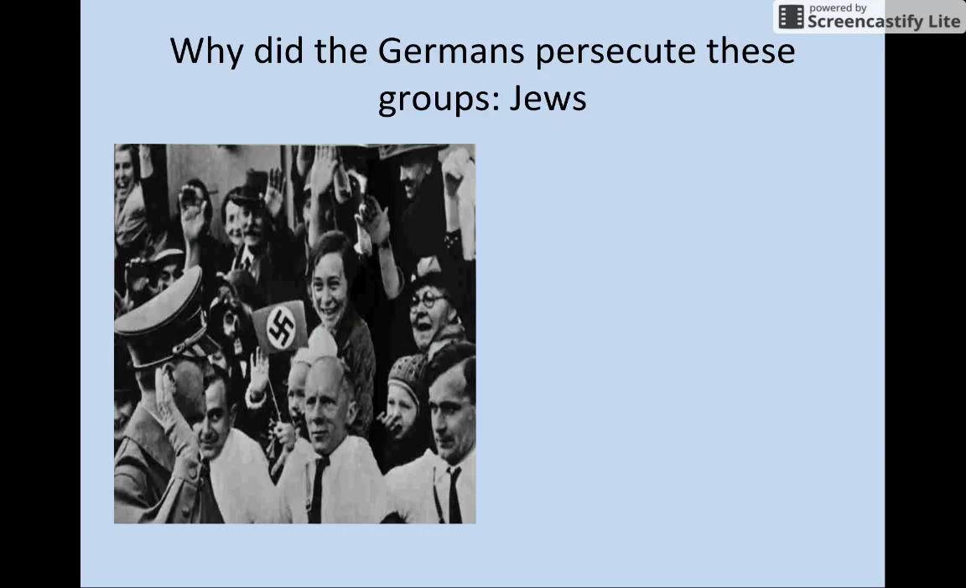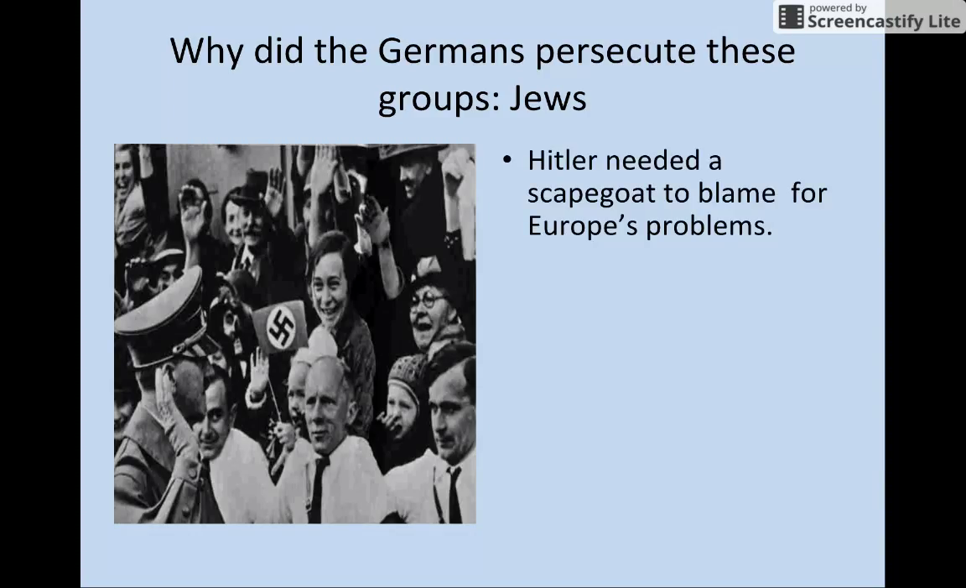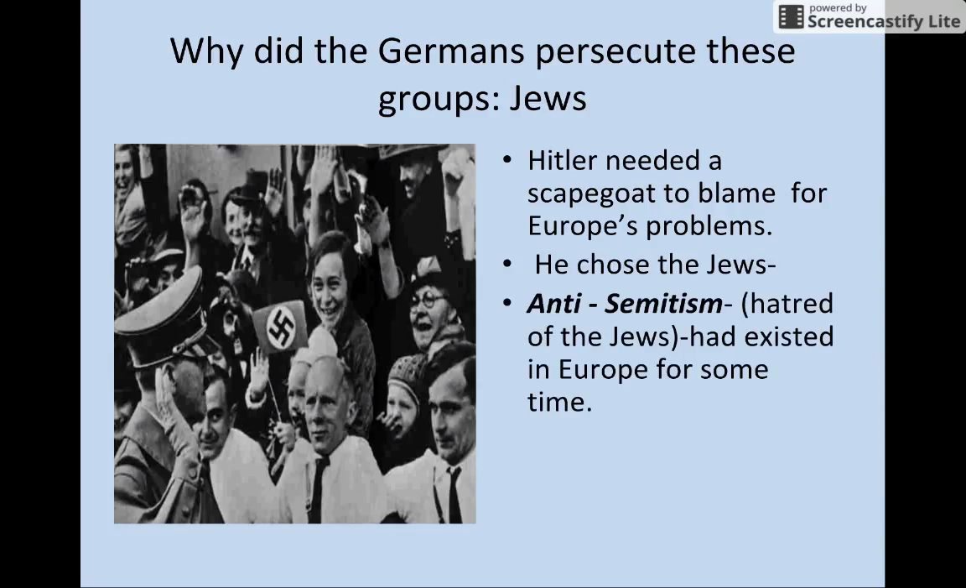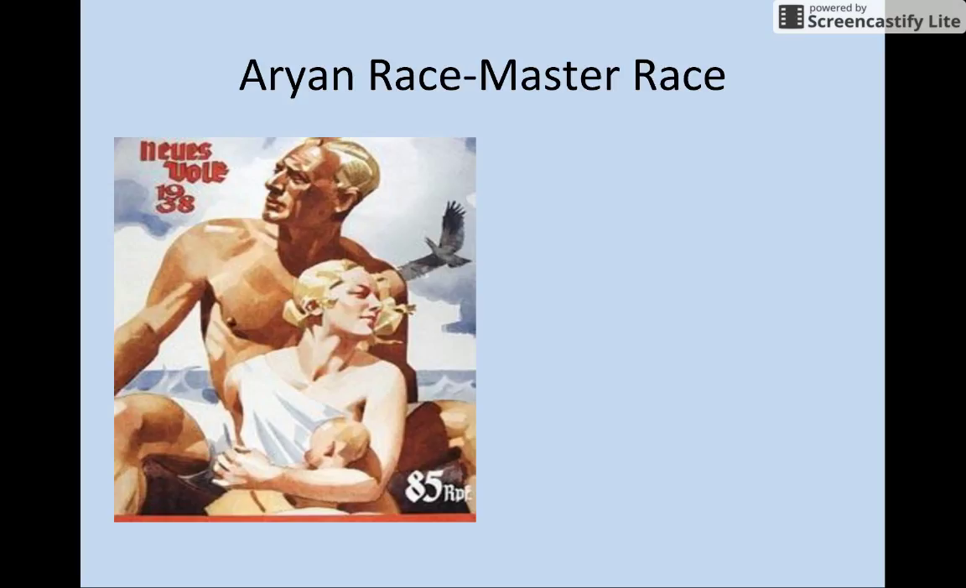So why did Germans persecute these groups? The first one we're going to look at is the Jews. Hitler needed a scapegoat to blame for all of Europe's problems. So when he looked around, he chose a group of people that were already disliked. He chose the Jews. Anti-Semitism means hatred of the Jews. And this had existed in Europe for quite a few years, as we just talked about.